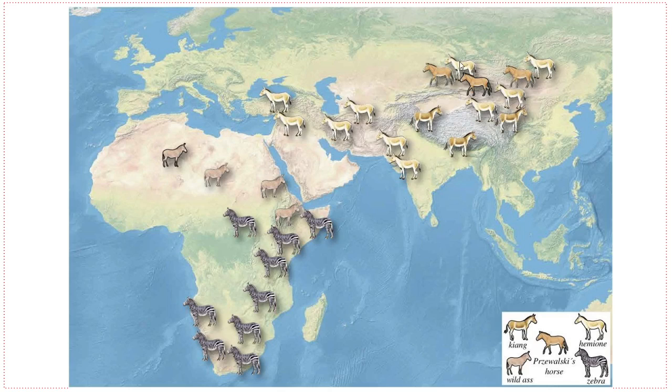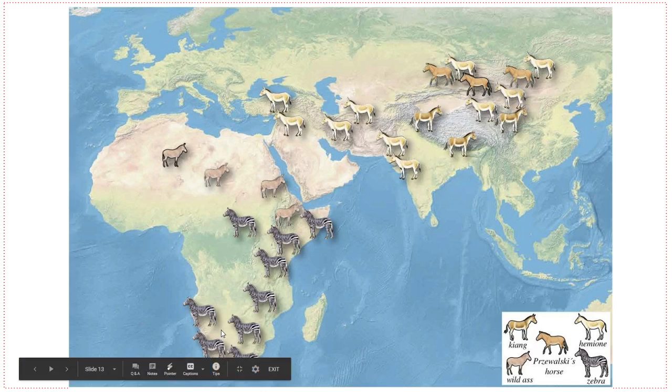The Hemione, or however you say Hermione, is found here, here, and here. All right. And the Hermione is also found right across here. We've got the wild ass found there, and the zebra found here. Now, you could maybe draw some conclusions about this just by looking at where you find them on Earth.